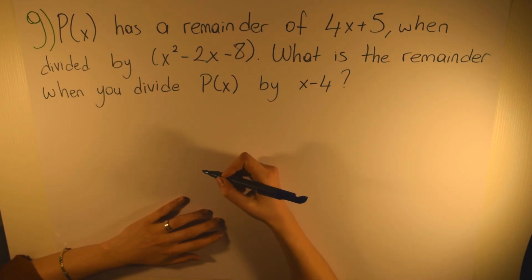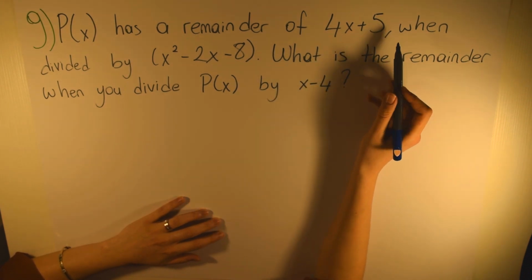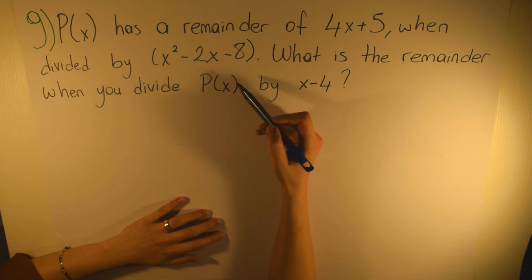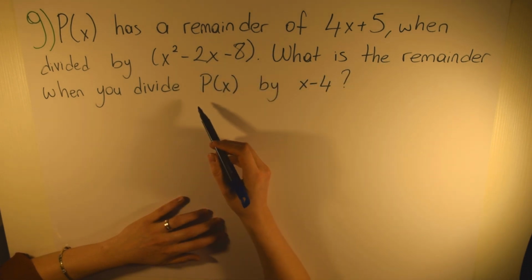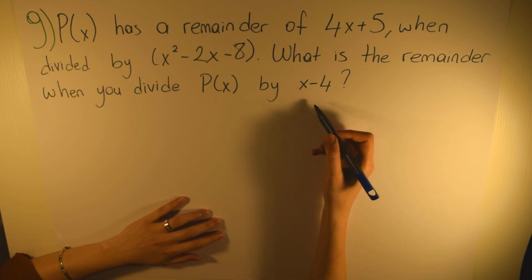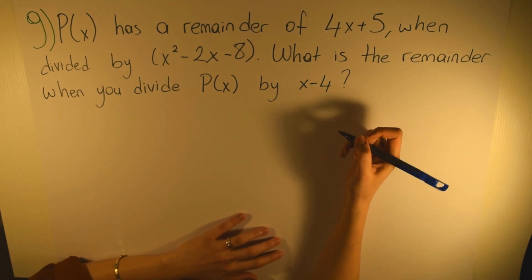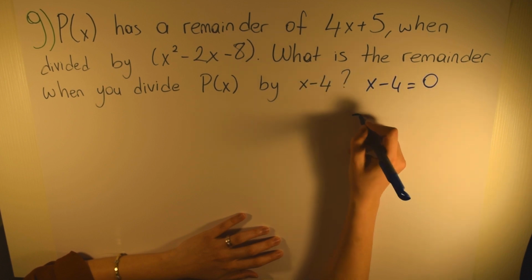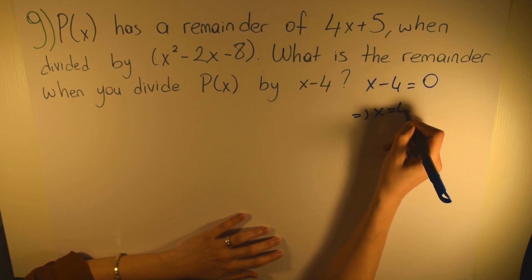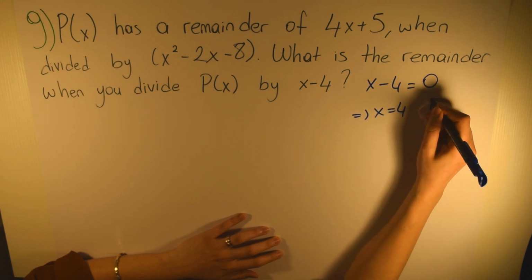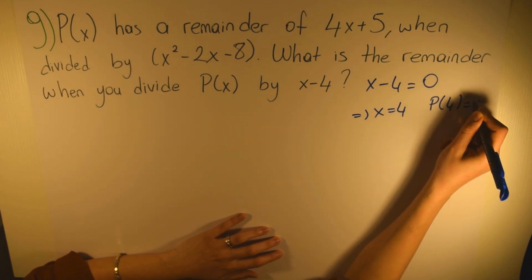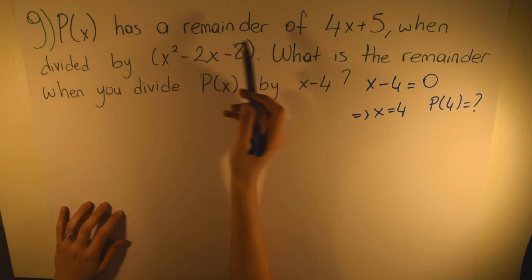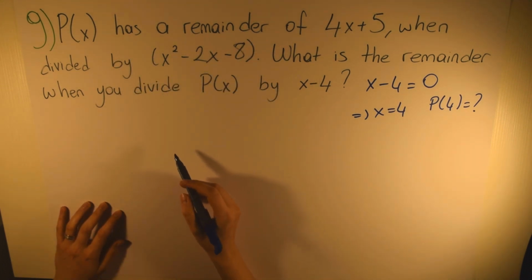p(x) has a remainder of 4x plus 5 when divided by x squared minus 2x minus 8. What is the remainder when you divide p(x) by x minus 4? First things first, x minus 4 is equal to 0, so x is equal to 4, which means I have to find p(4). Okay, so from the first information here, how can we write this?